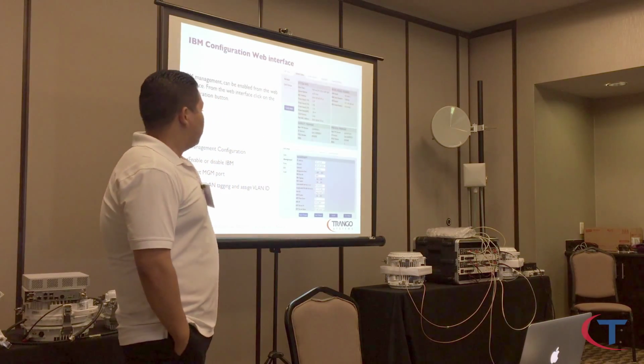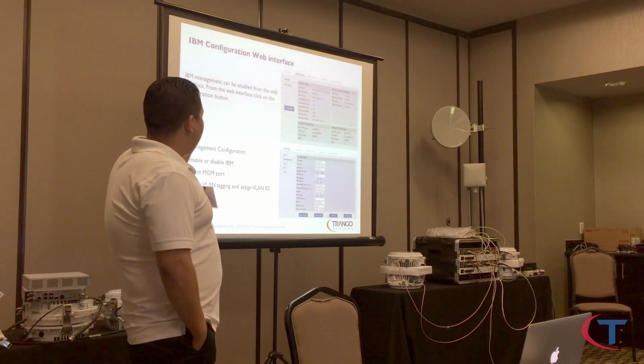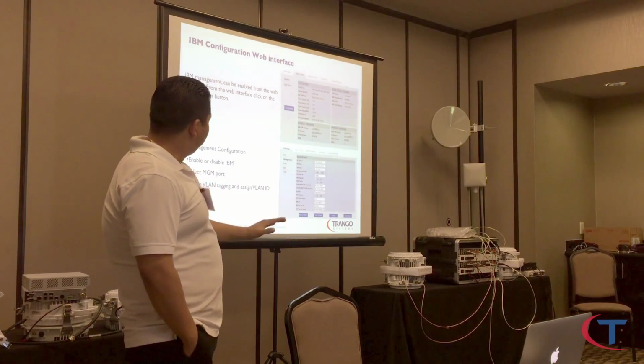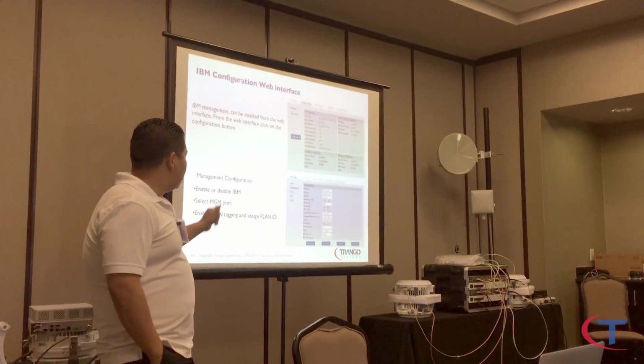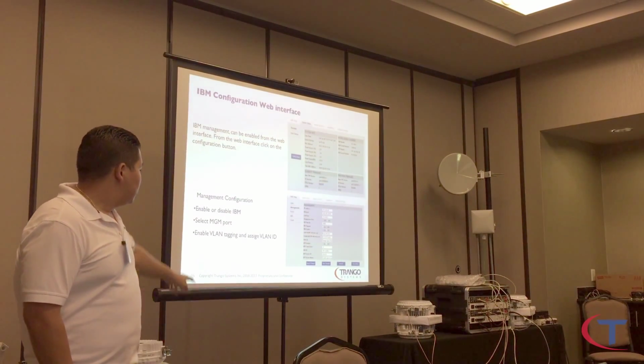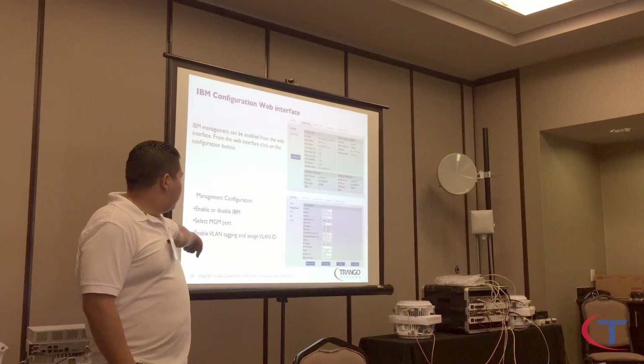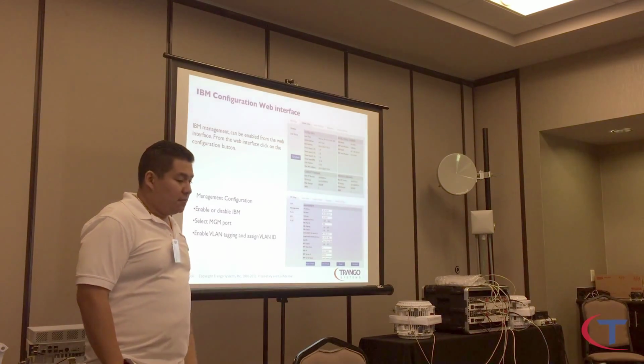IBM configuration from the web interface. So we said before, IBM management can be enabled from the web interface and from the CLI. Management configuration: first, enable or disable IBM. Select your management port, enable VLAN tagging, and assign the VLAN ID.